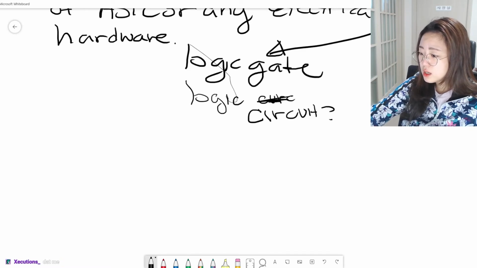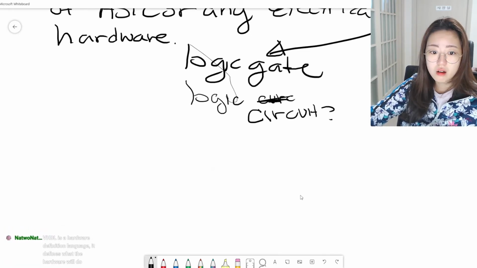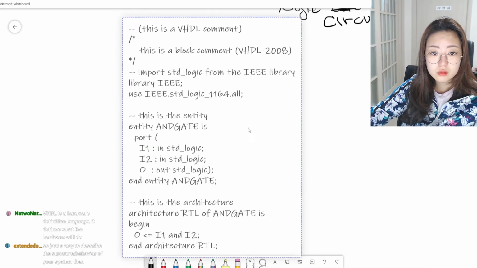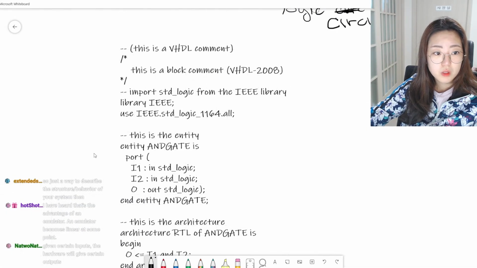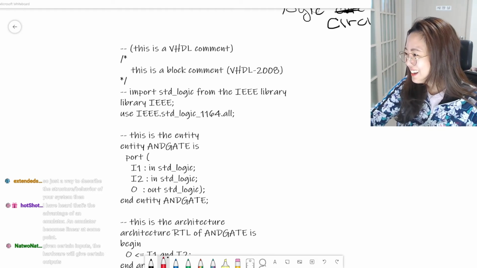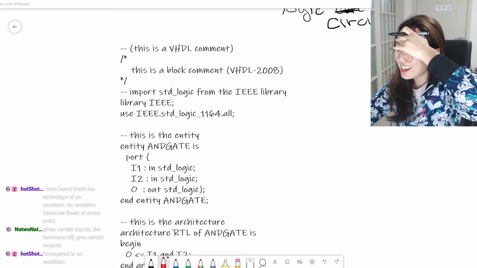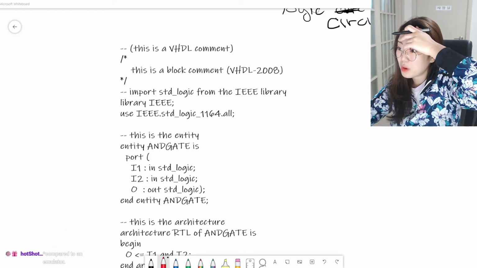So this is an example of design. Wow. Oh my, sorry guys. This is why I was never an EE, guys. Wow! What is going on? Holy cow.